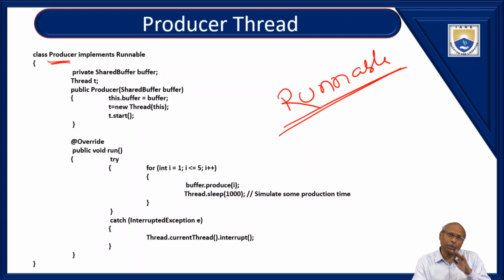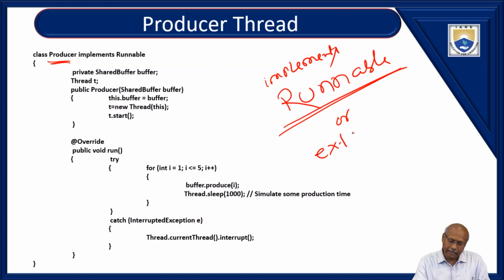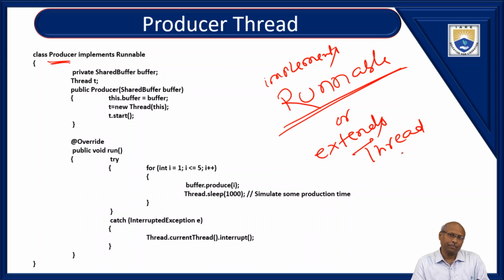So, to make a class a thread class or give it thread behavior, either implement Runnable, which is an interface, or extend Thread. Once you extend the behavior of the Thread class, that will also behave like a thread. So you can follow the first technique or the second technique. Here I have used the first technique, Runnable.